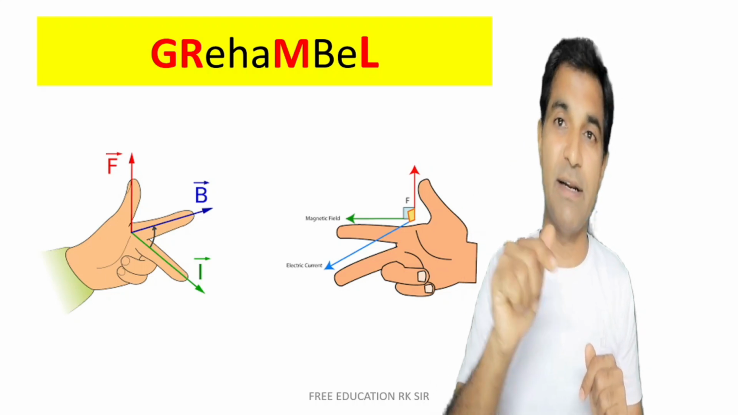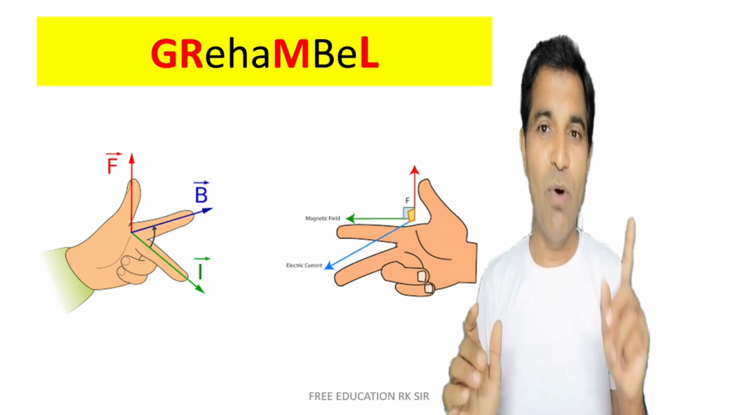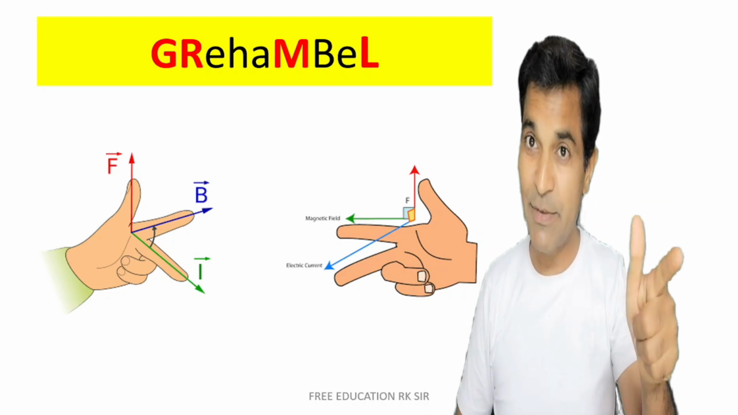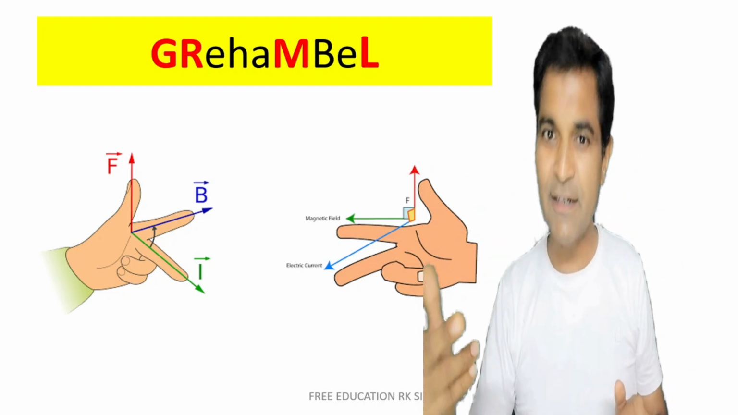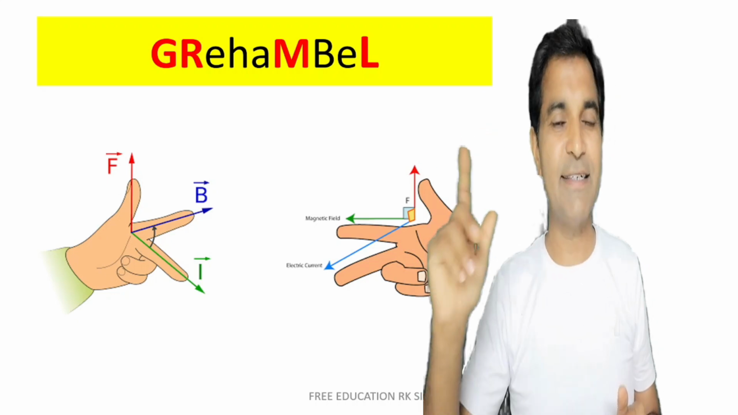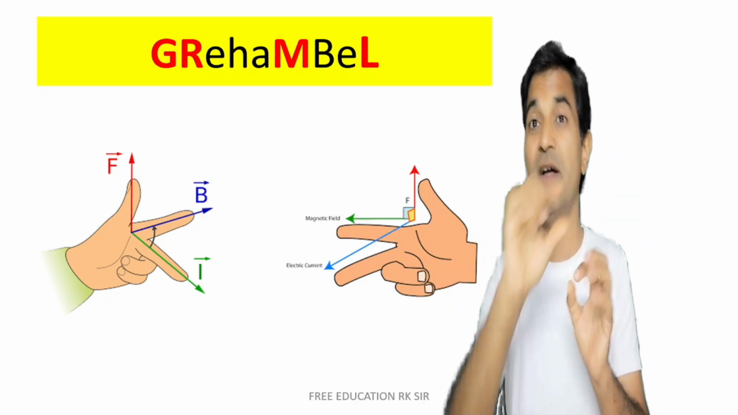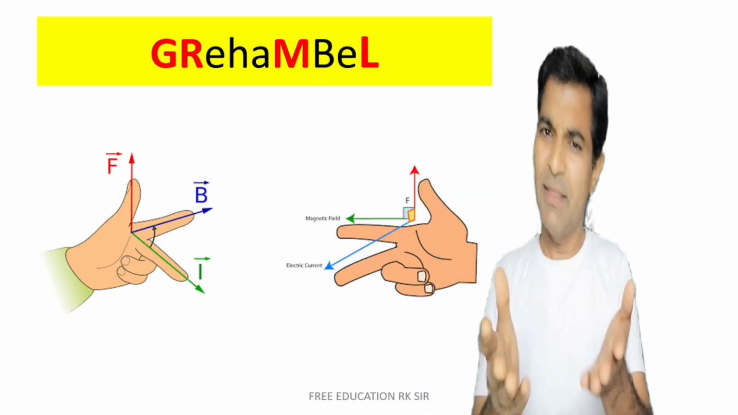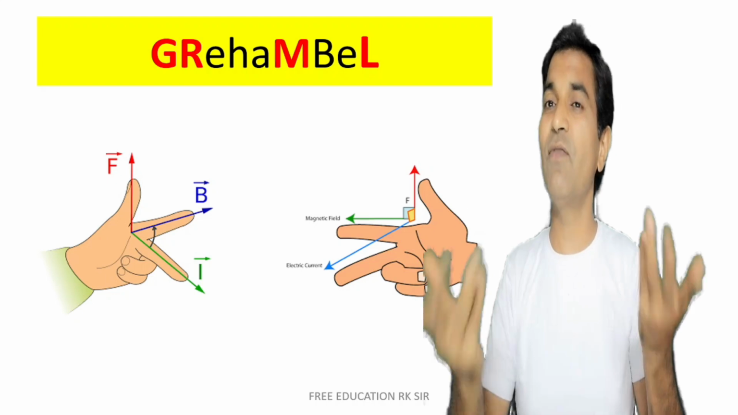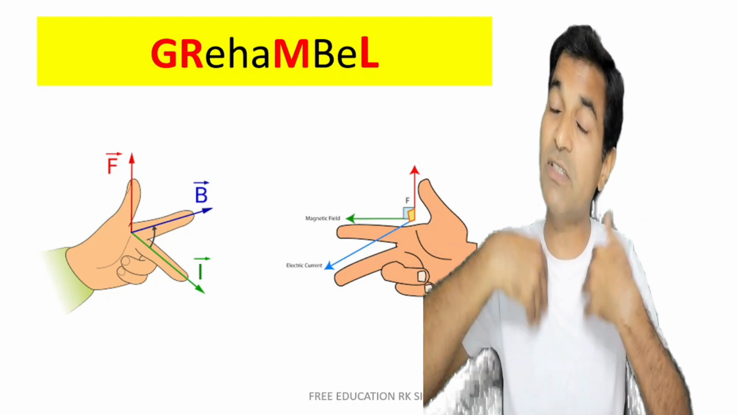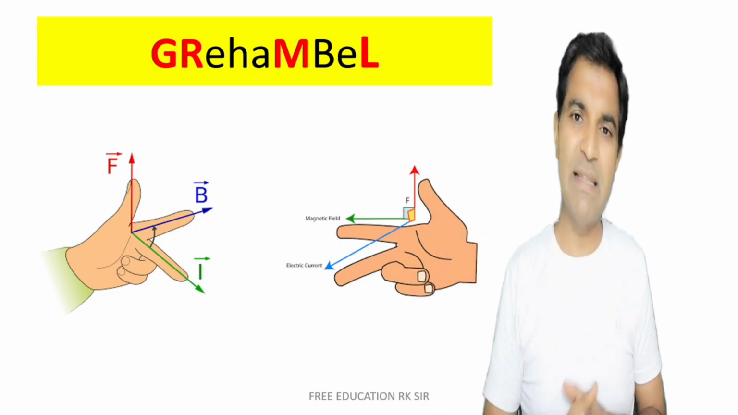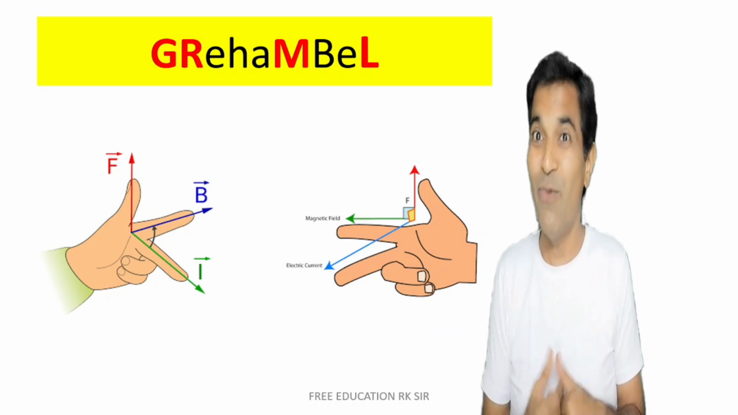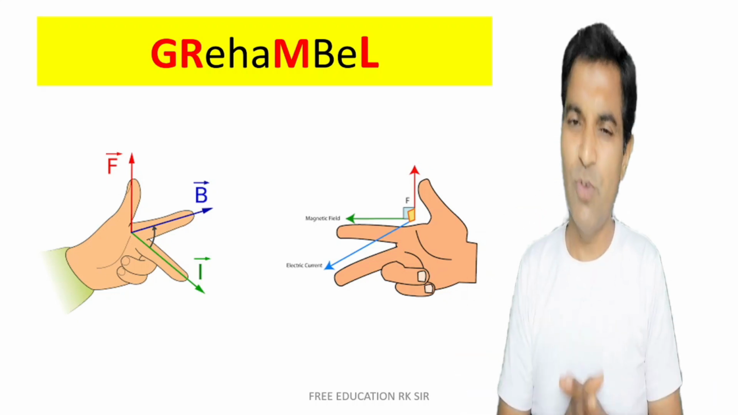M for motor, L for left. So motor, left hand. So in case of the motor, you will have to use the left hand, and in case of the generator, you will have to use the right hand. So you will have to remember the word Graham Bell. This type of technique you yourself will have to try to understand, and you yourself will have to create. For example, this Graham Bell word I myself have invented, I myself have found out by my own way for the sake of you people.